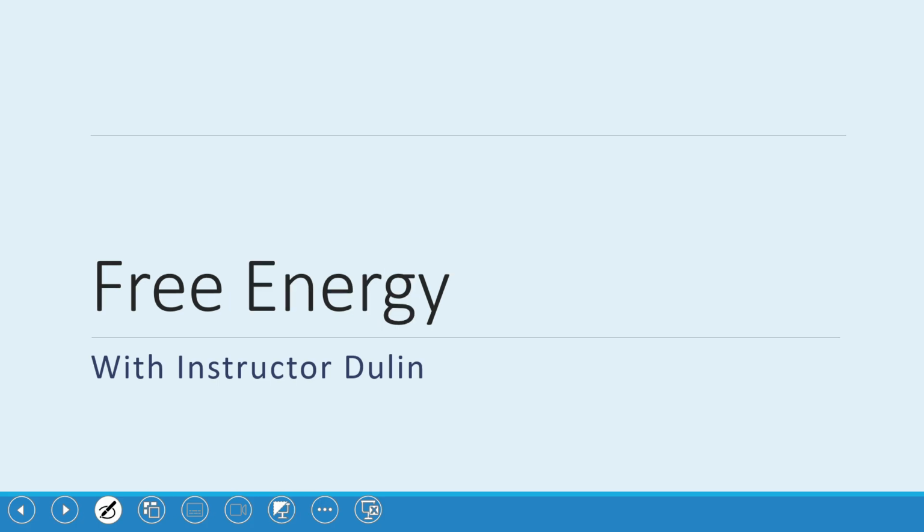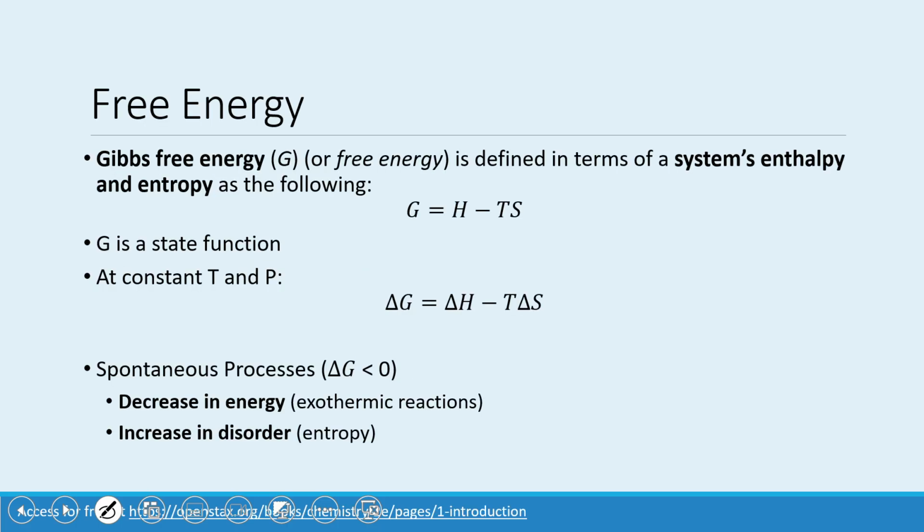So we are picking up with the topic of free energy. So Gibbs free energy, or simply free energy, which is how we'll refer to it from here on out, is related to enthalpy and entropy. And the equation that we have is that G, which represents free energy, is equal to the system's enthalpy minus the absolute temperature times the entropy, S.